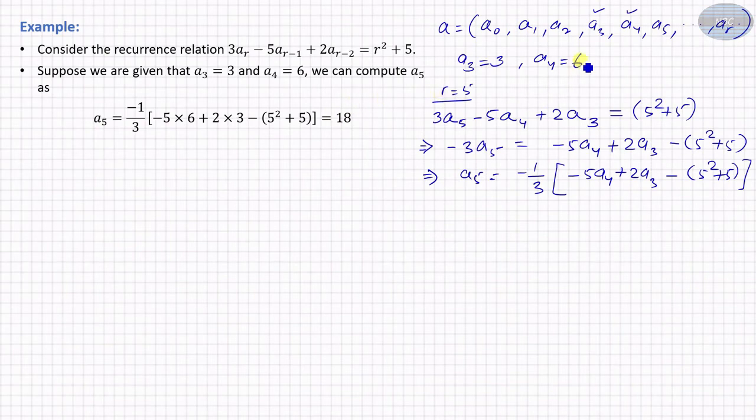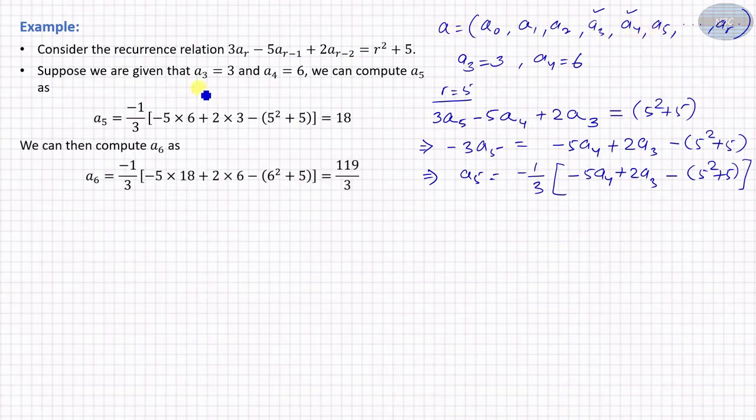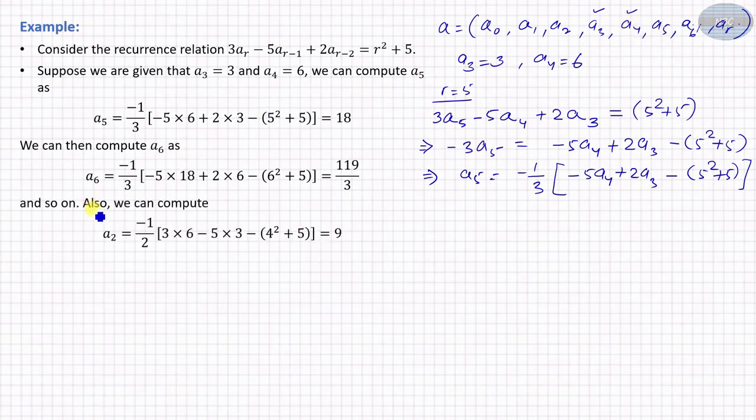So in this way, if a3 and a4 are known, then you can calculate the next value of the numeric function, that is a5. Similarly, you can compute a6. When you compute a6, we'll use the value of a5 and a4. Similarly, and so on. So we can compute a6, then a7, and so on. When you calculate the value of a7, we will use the value of a6 and a5.